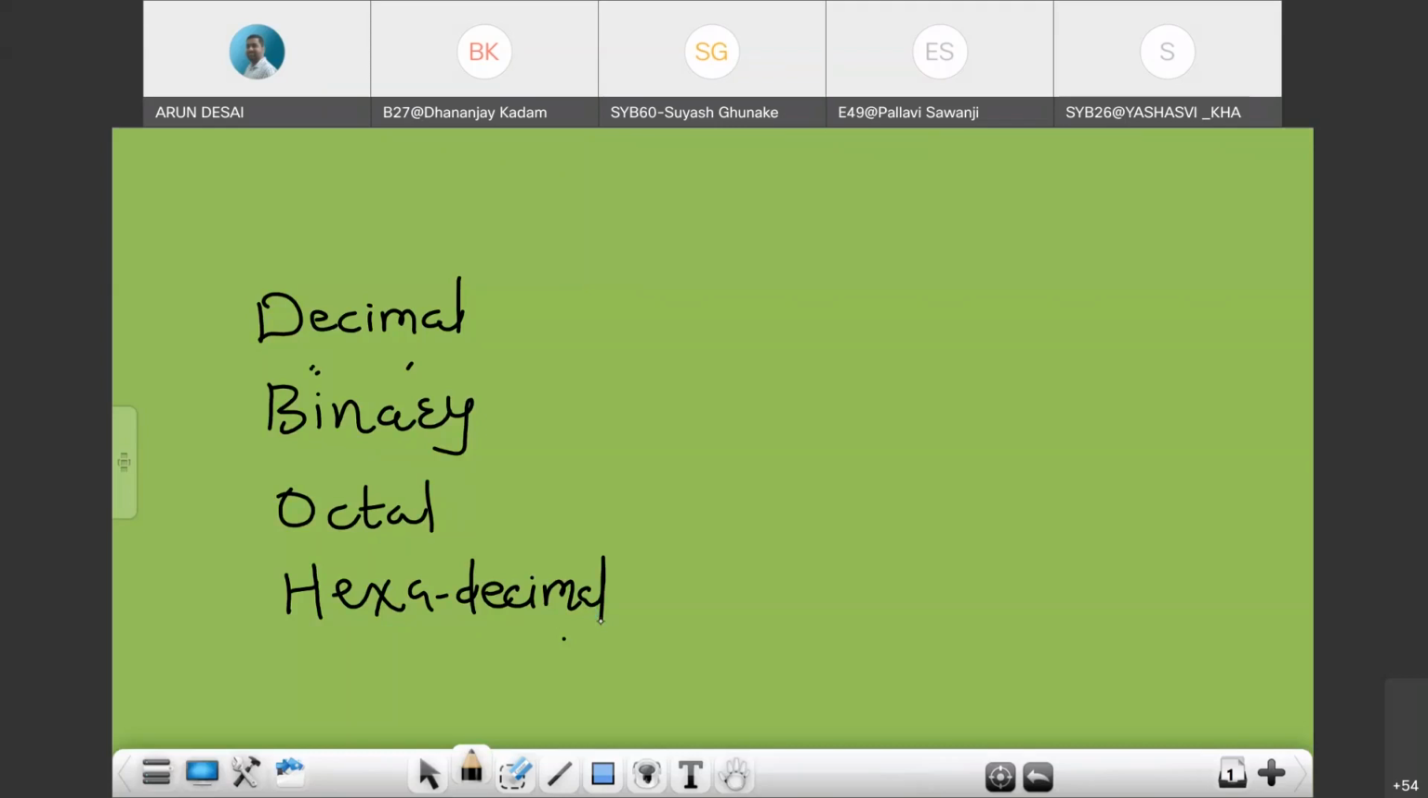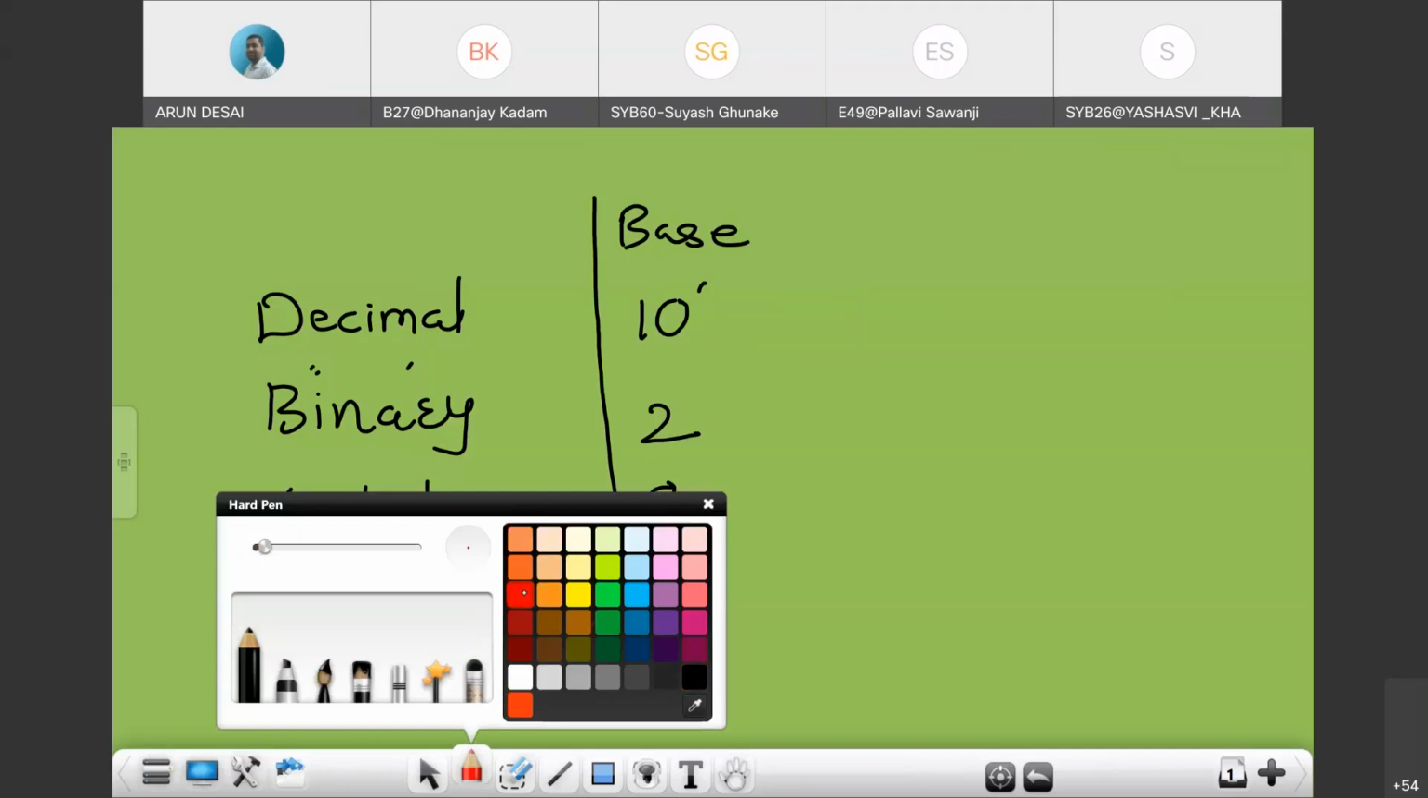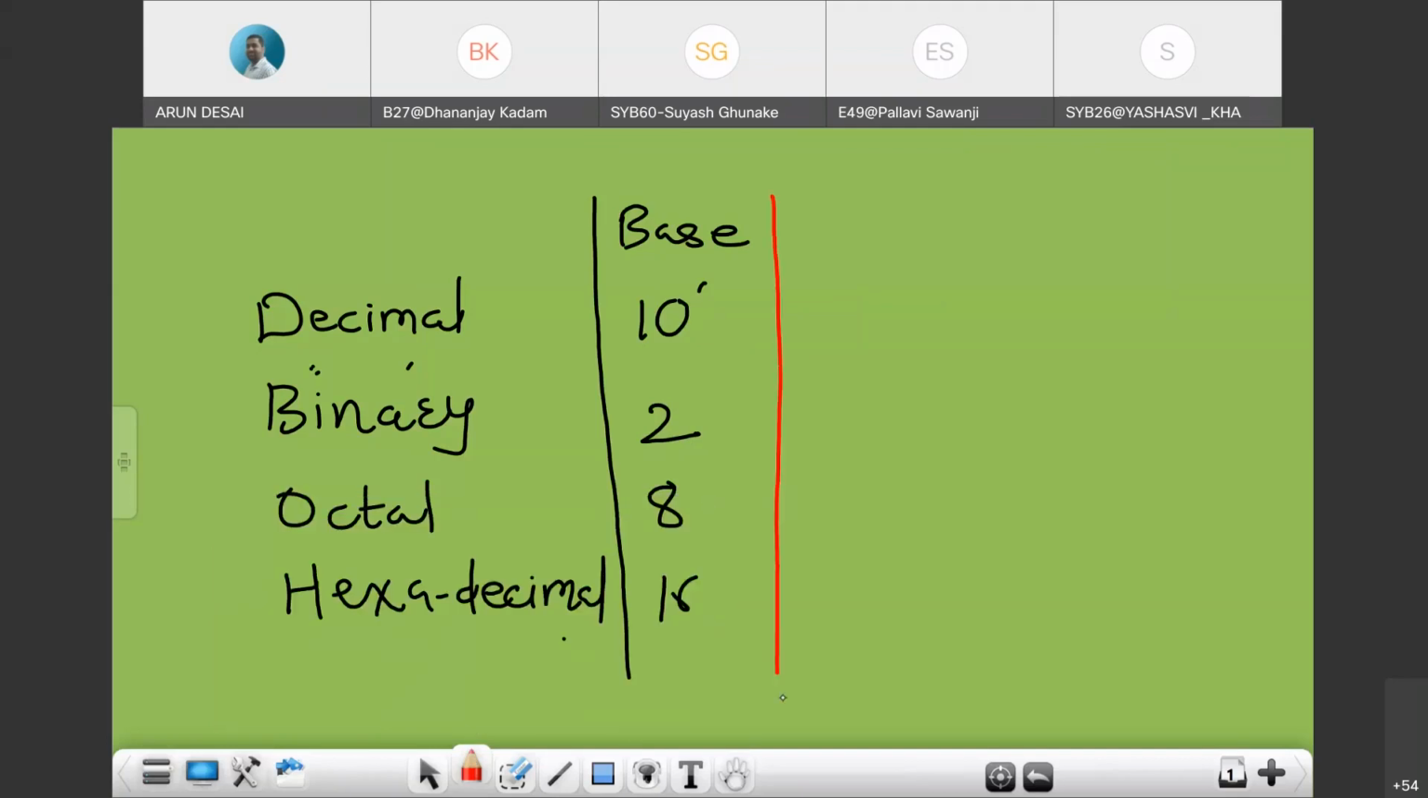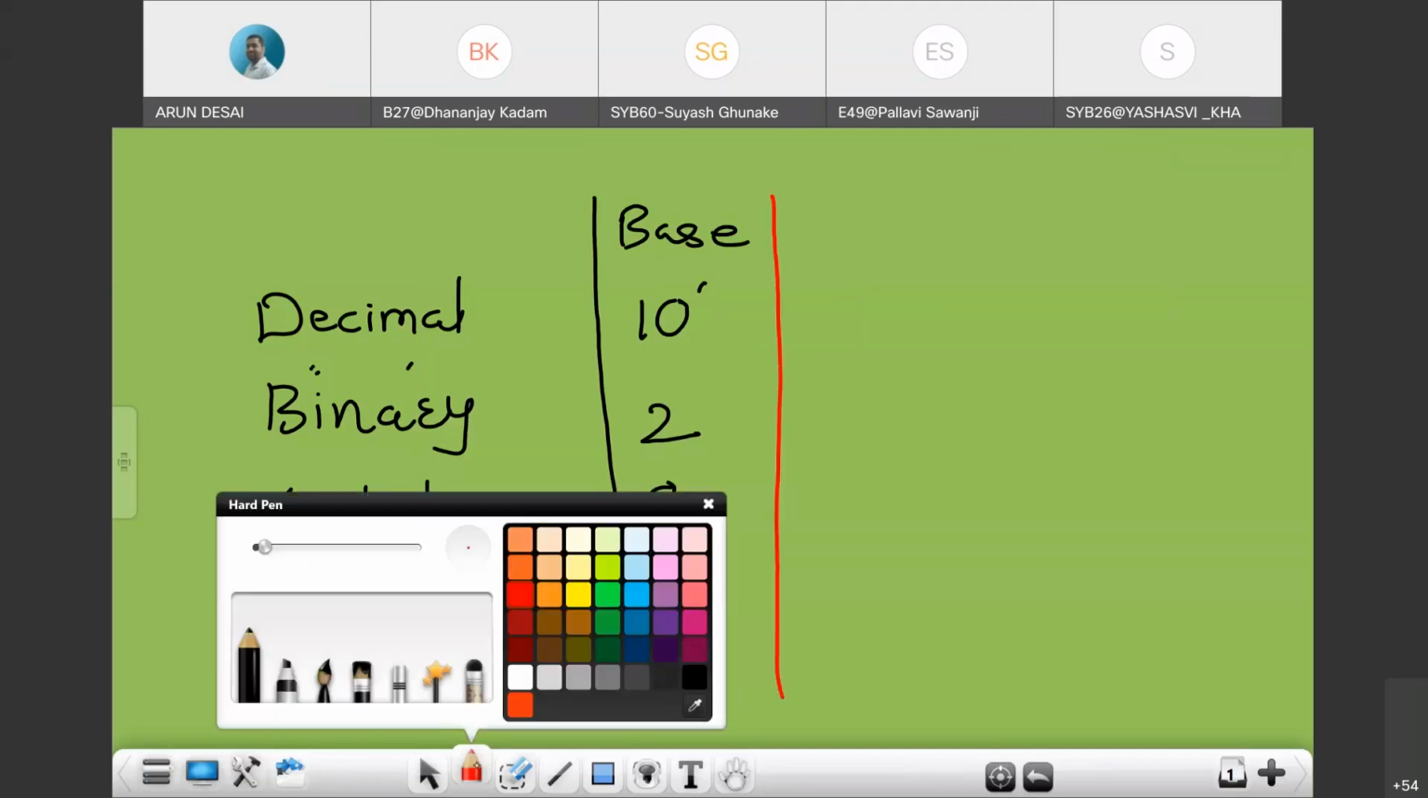Tell me first the base. For binary, the base is 2. For decimal, it is 10. For octal, it is 8. And for hexadecimal, it is 16. So those are the bases.